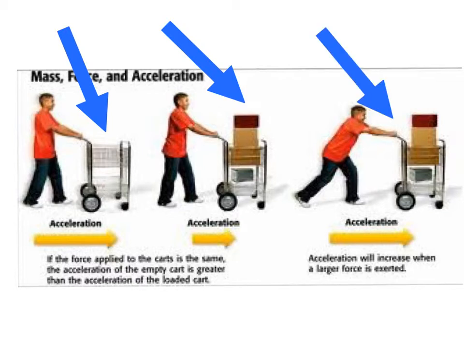In the third part of the picture, the person is now pushing harder, and so the acceleration has been increased. So if you compare cart 1 at the beginning to the second cart, we have the same force, but we've added mass, so the acceleration goes down. From the second cart to the third cart, we've increased the force, but kept the mass the same, and now the cart's acceleration has increased.